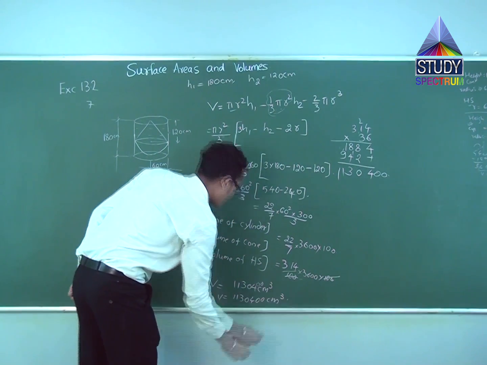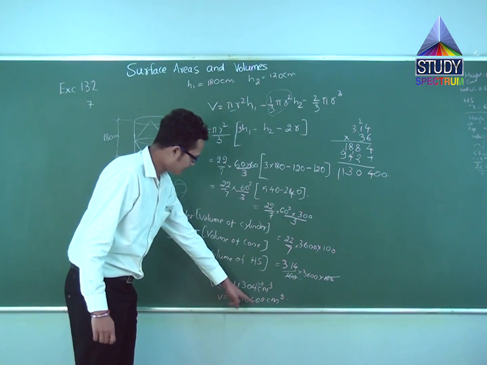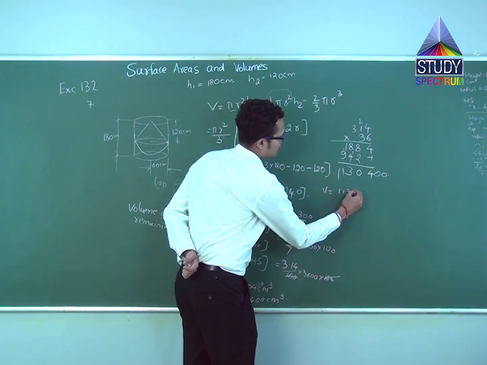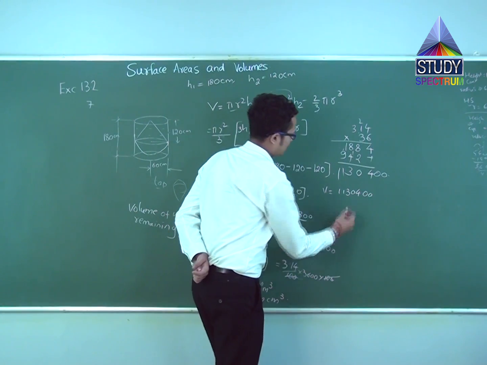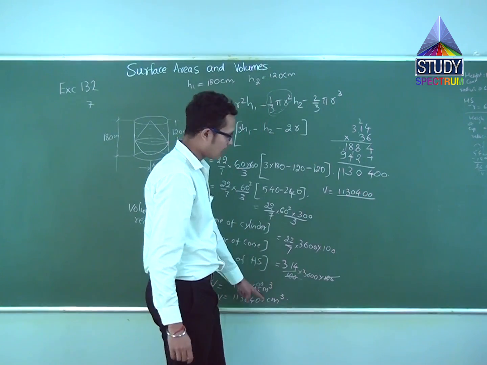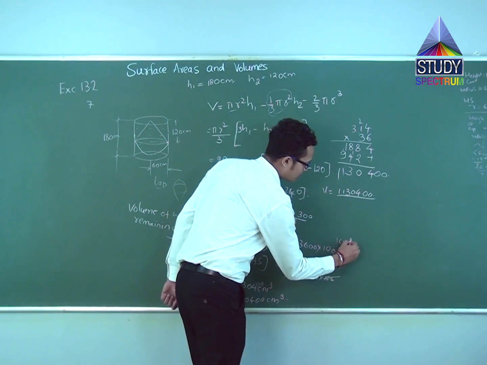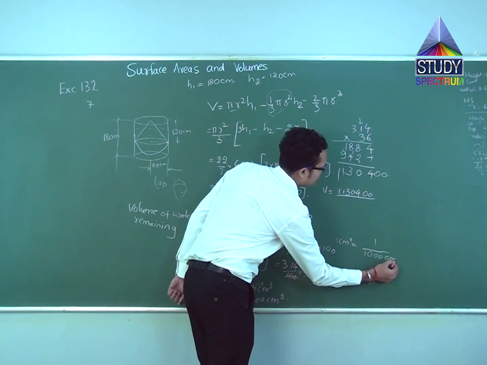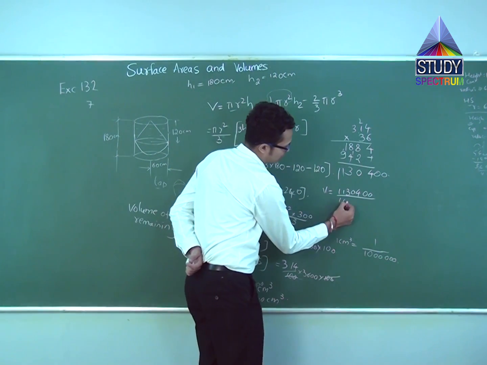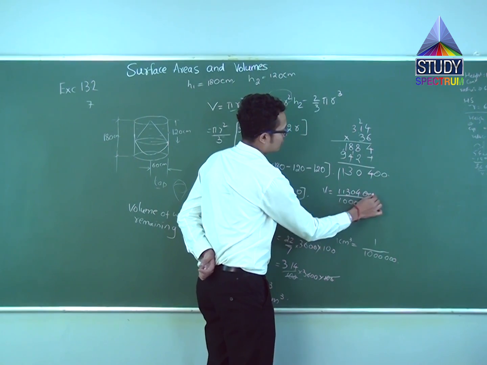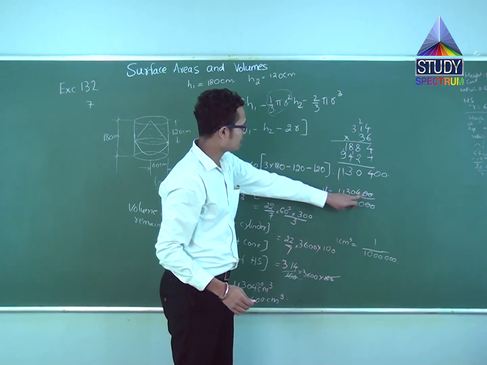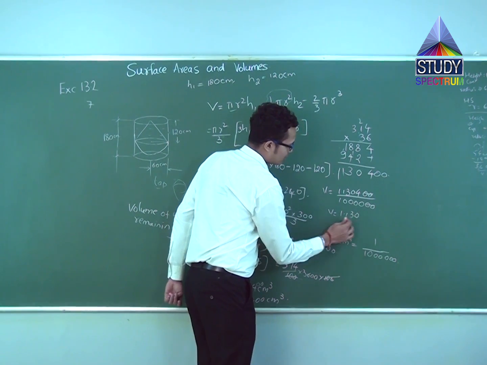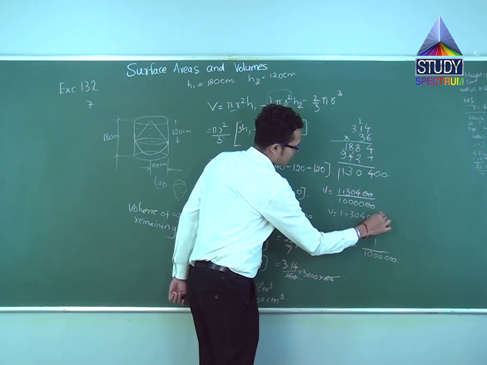cm cube. In terms of meter cube, this will be divided by 1 followed by 6 zeros. This is like this: 11,304 divided by, as I have explained previously, how 1 centimeter cube is equal to 1 divided by 1 followed by 6 zeros, or 1 million. 1 2 3 4 5 6. Placing the point after 4 digits from the right hand side, this gives me 1.134 meter cube.